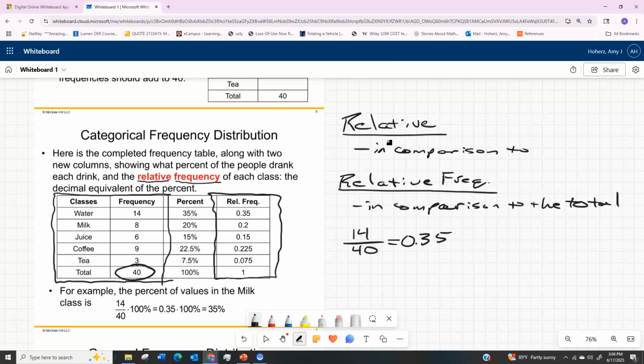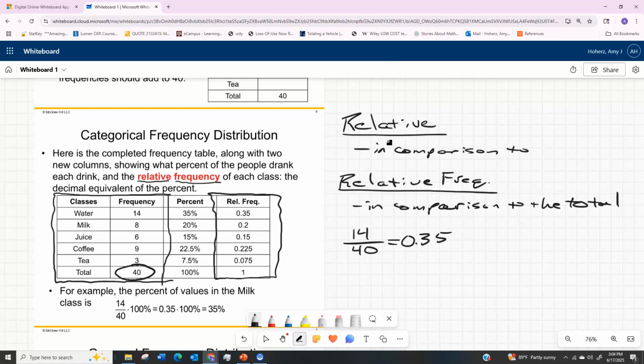So 0.35 of the data, or 35% of the data, was water. And sometimes the researcher would rather present it in that manner. Like, they don't want it to be just, oh, there were 14. And then you have to think, oh, that was out of 40. How does that compare? They just want to do the comparison. So they just want to say, that was 0.35 of the data, or 35% of the data.